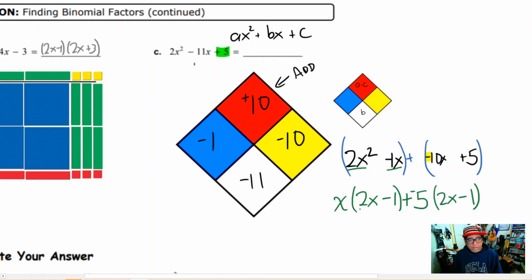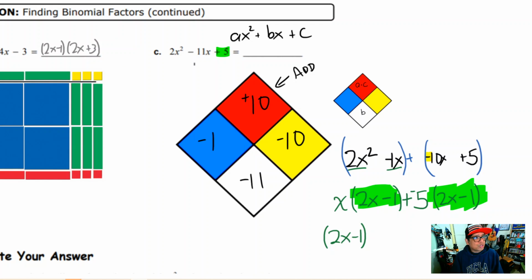Look what happened. We've got a 2x minus 1 and a 2x minus 1. So I'm just going to write that 2x minus 1 and take a look. If I cancel out those 2x minus 1s, what's left over? Well, in that first term, I get a leftover x. And in the second one, I get a plus minus 5, which is basically the same thing as minus 5. So that may not seem at first glance like it was going to be easier, but it actually will save you some time factoring these.